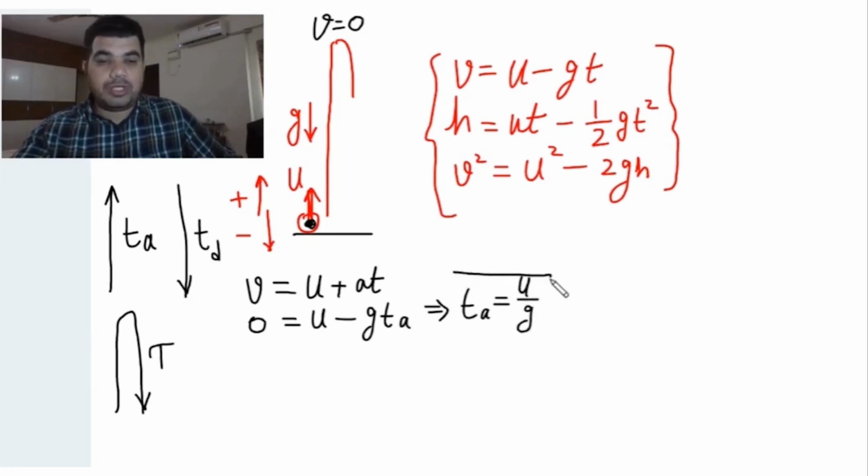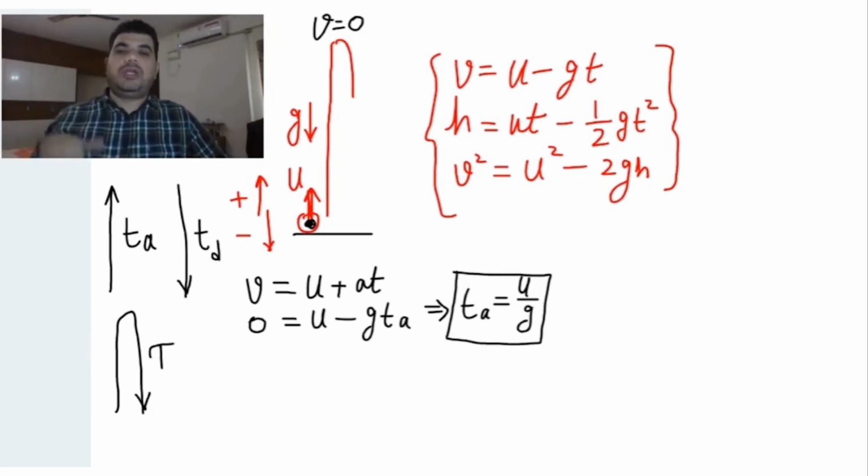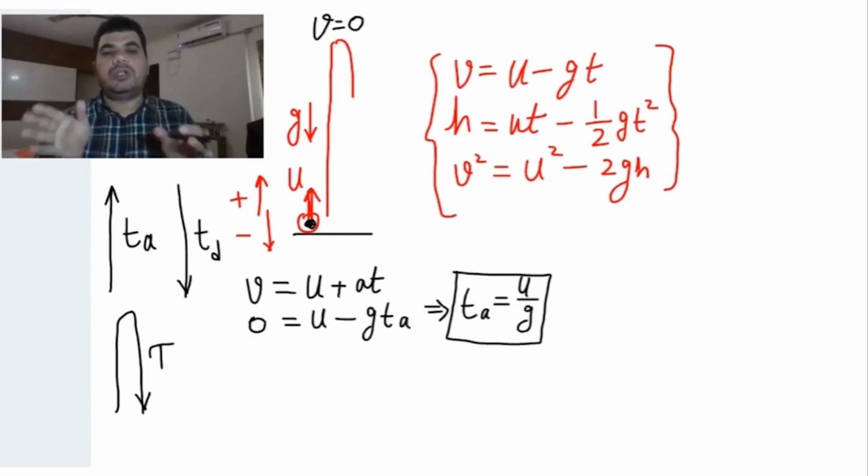Okay guys? चलो एक आपको ये आसानी से याद रखना है. If you throw a ball in the vertically upward direction, then you have to remember the time taken to reach the maximum height, or when its velocity will be 0, is equal to u by g.